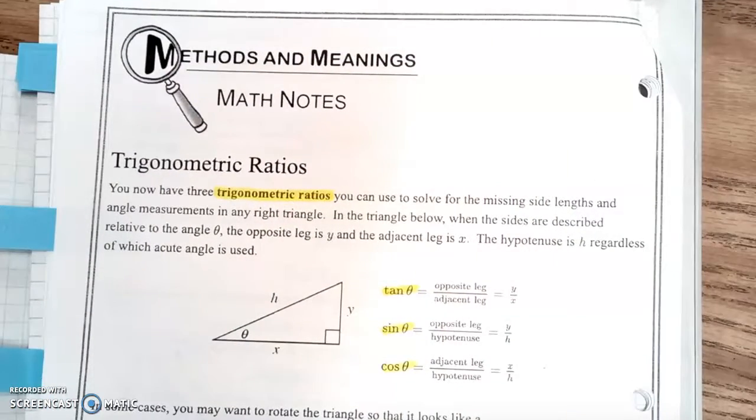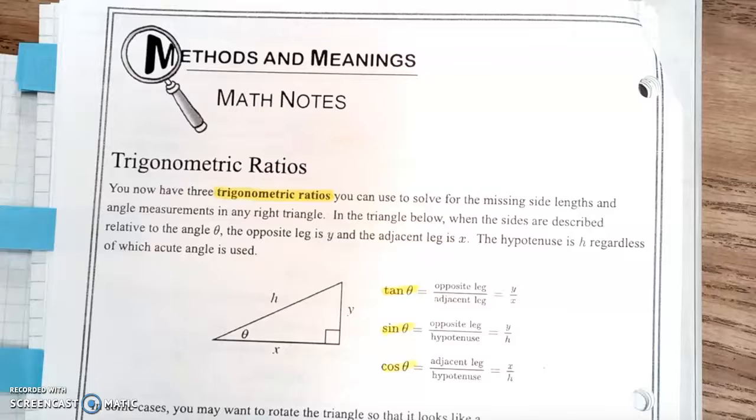Page 16 is titled Trigonometric Ratios. You now have 3 trigonometric ratios you can use to solve for missing side lengths and angle measurements in any right triangle. In the triangle below, when the sides are described relative to angle theta, this angle right here, the opposite leg is y, the adjacent leg is x, and the hypotenuse is h, regardless of which acute angle is used, because it's always opposite that right angle. So we learned tangent last chapter. This chapter we're learning sine and cosine.